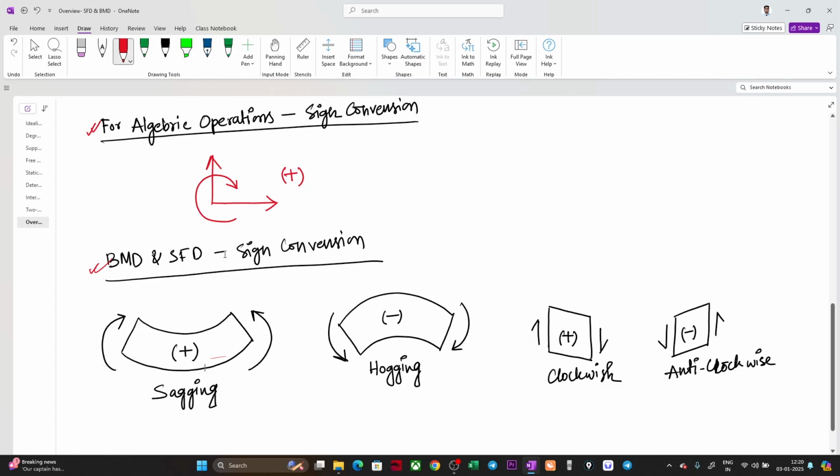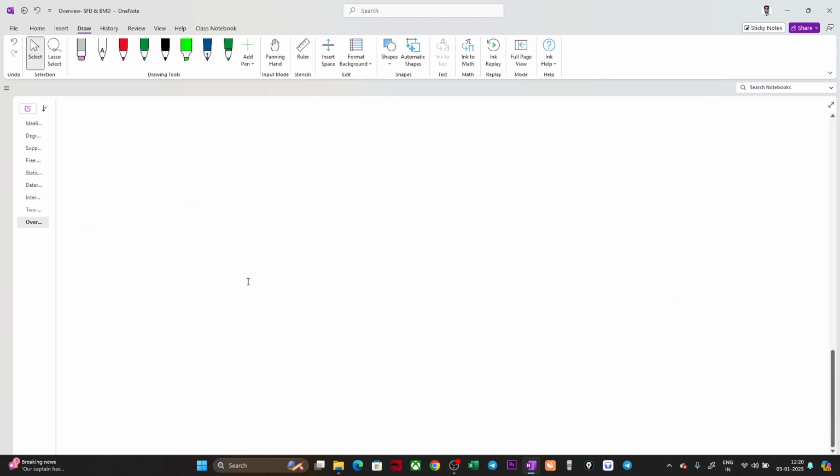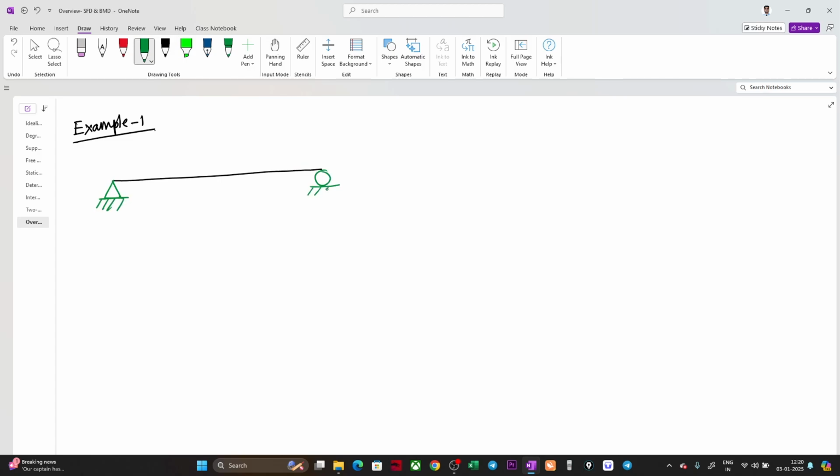Okay, so let us understand with an example. We'll take a very simple example. The same simply supported beam, I will consider as example 1. So suppose we have a simply supported beam here with pin support and roller support here.